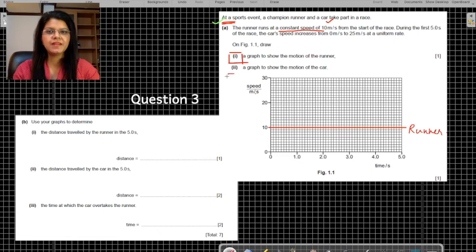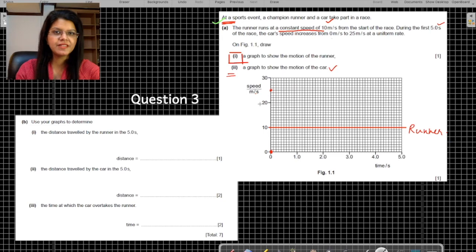Let us come to part 2. Draw a graph to show the motion of the car. How is the car moving? During the first 5 seconds of the race, the car's speed increases from 0 to 25. On the other side, where do you think the 25 would be? Here, right? So this is your graph for the car.